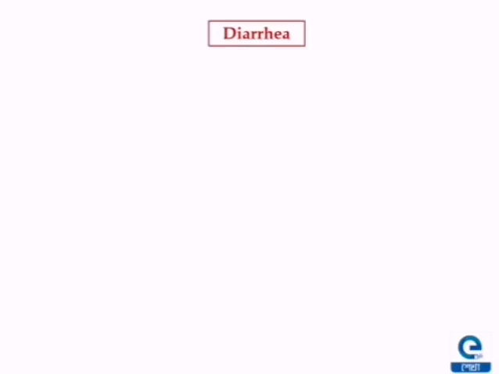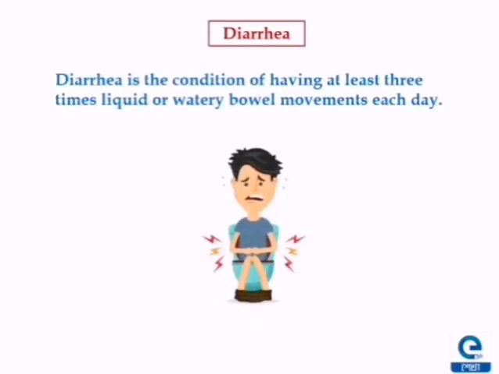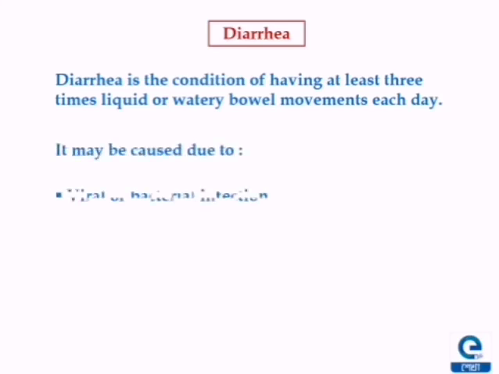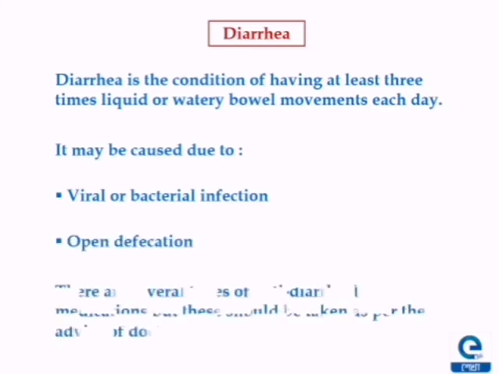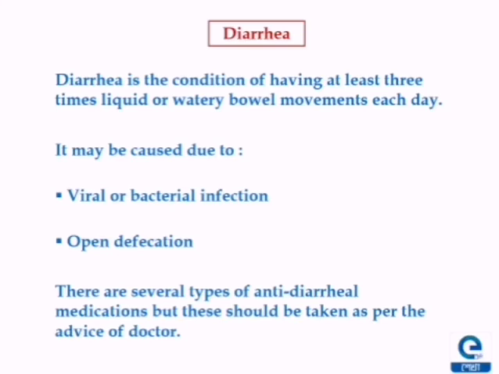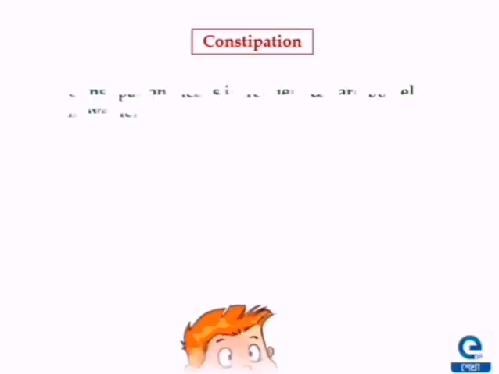The next problem we are talking about is diarrhea. Diarrhea is the condition of having at least 3 liquid or watery bowel movements each day. It is generally caused due to viral or bacterial infection. It may also be caused due to open defecation. There are several types of antidiarrheal medications, but these should be taken as per the advice of the doctor or physician.